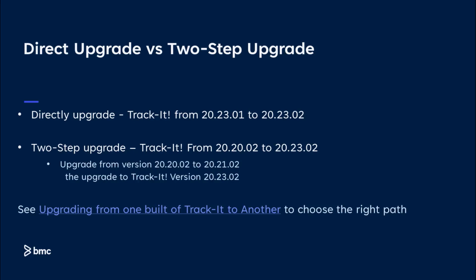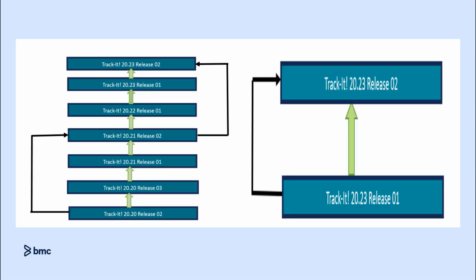Let's understand this entire process by the chart. We have added a few Trackit release versions in the chart to understand the process. If the Trackit application is running on version 2023 Release 1, then you can directly upgrade to the Release 02 version. You can see the entire process in the right side panel chart.